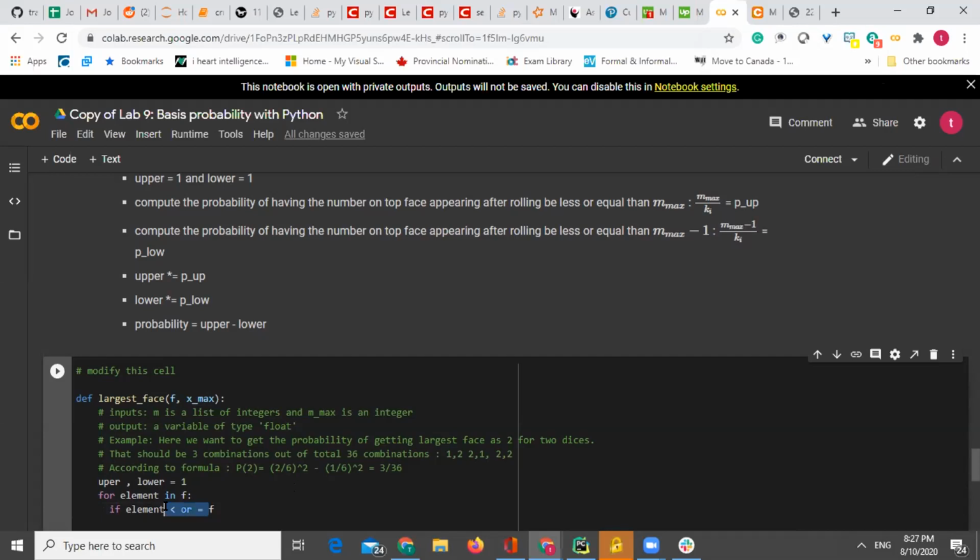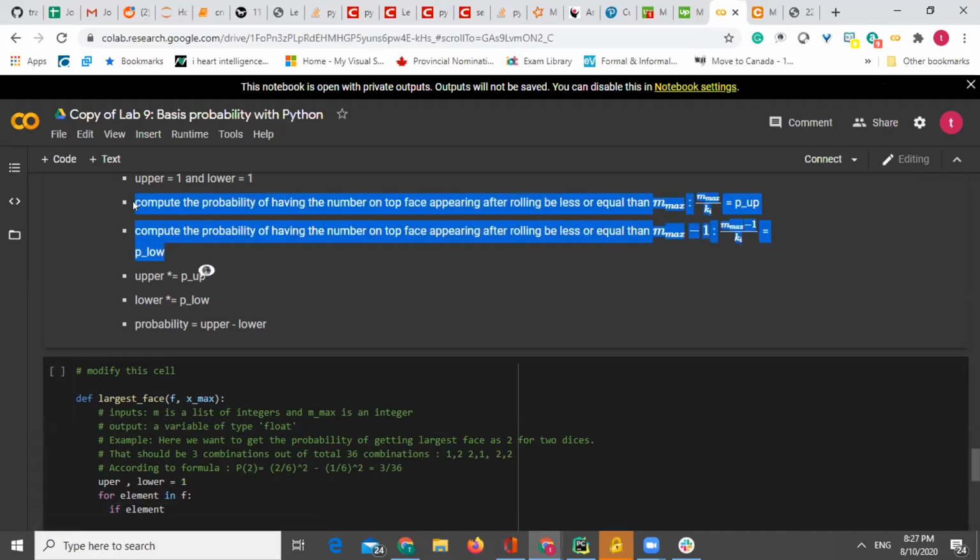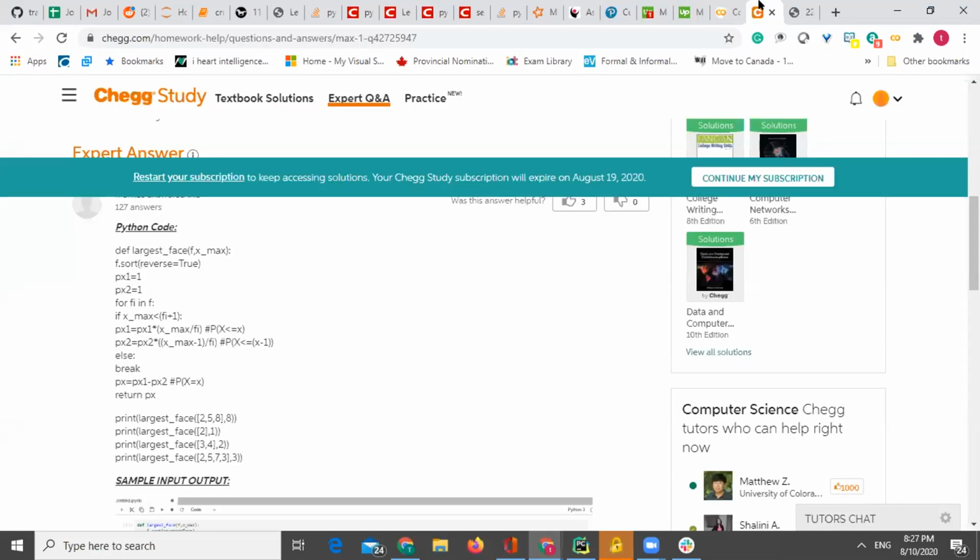Yeah, I'm really stuck. Not sure how to compute this step. I'm still really stuck on this. I saw the code here, but I'm not sure. When I read it, I still don't understand. Okay, wait a minute.